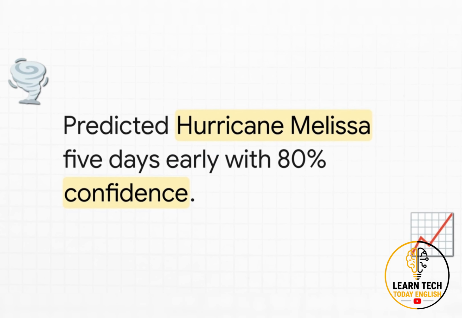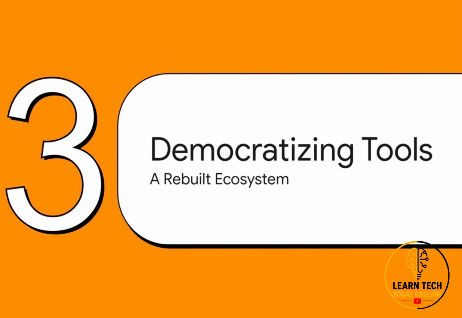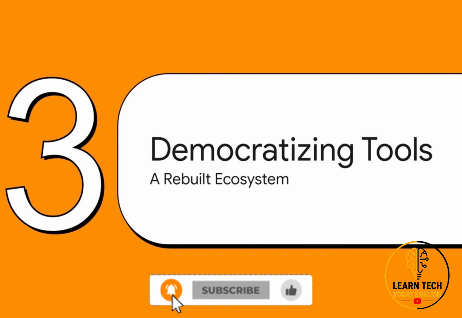DeepMind's WeatherNext model, which operates within the Gemini for Science initiative, successfully predicted Hurricane Melissa's Category 5 landfall in Jamaica a full 5 days in advance with an 80% confidence rate. By simulating the real world with this level of accuracy, this tech is aggressively accelerating vital research across climate, biotech, and pharmaceuticals. All right, Section 4, Democratizing Creative Software, a rebuilt digital ecosystem.